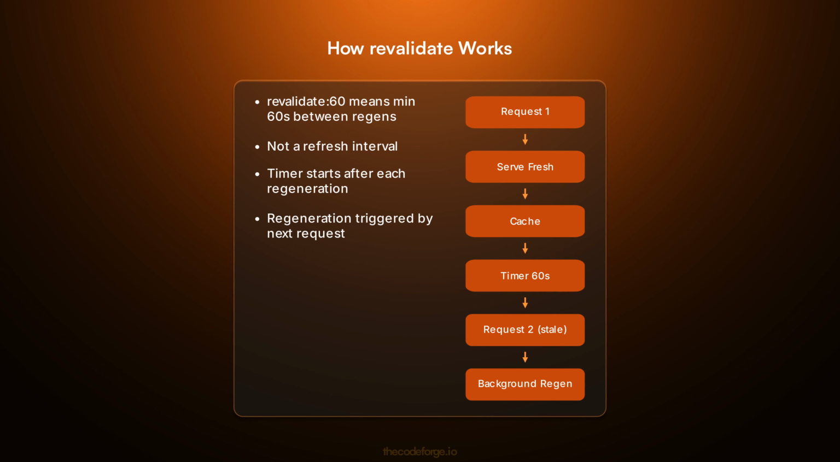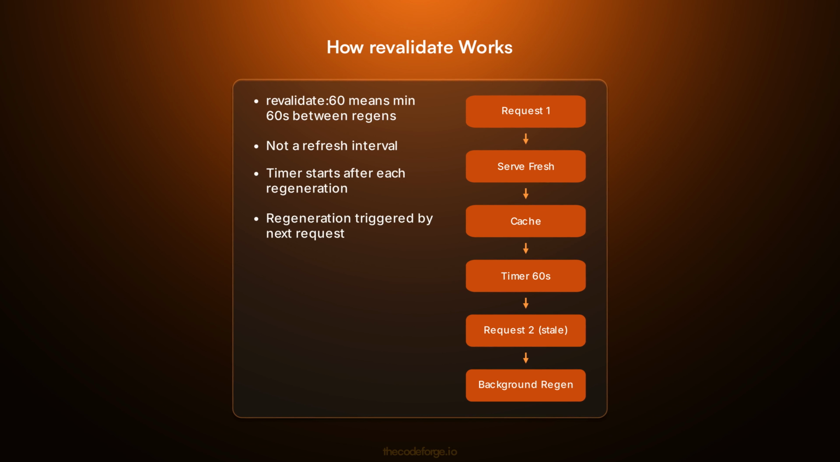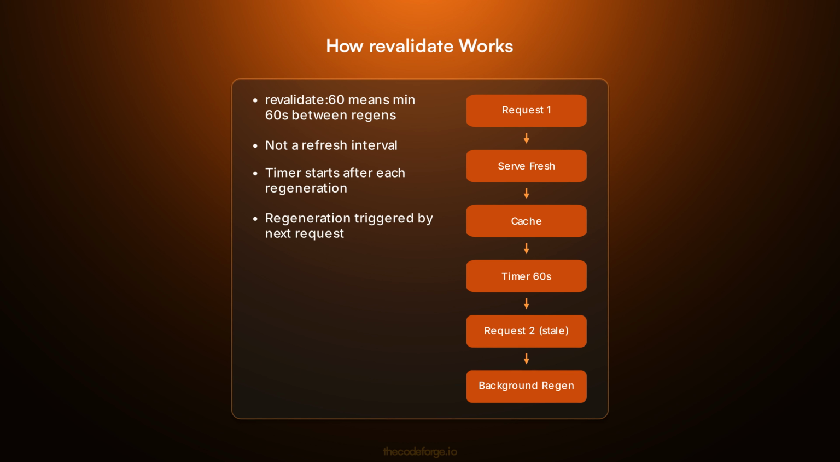The revalidate option defines the minimum time between regenerations, not the maximum staleness. After a fresh render, a timer starts. Requests within that window hit the cache. When the timer expires, the next request triggers a background regeneration while serving the stale page.